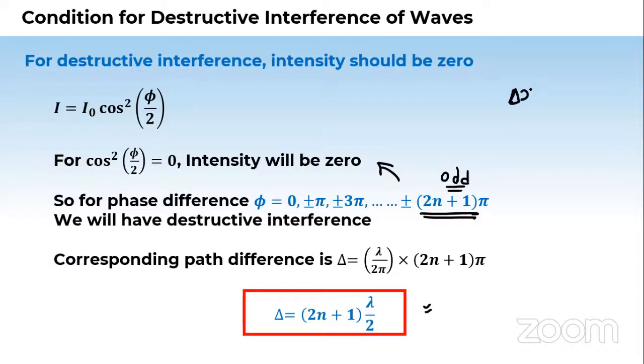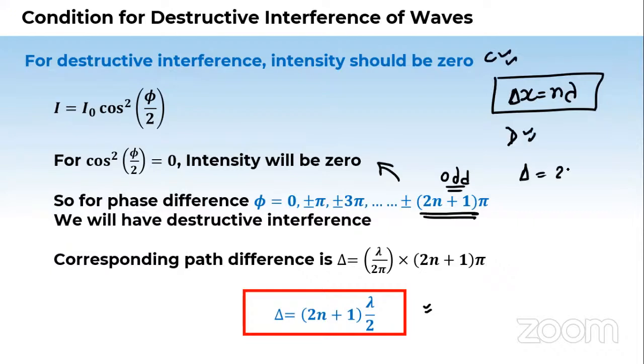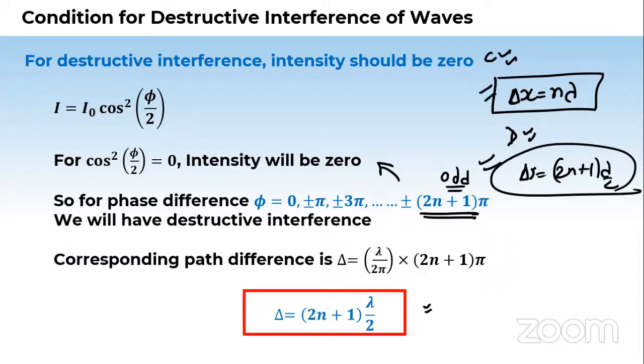The path difference given is this. For constructive interference, the path difference is n lambda. For destructive interference, the path difference is (2n+1) lambda by 2. So wherever you find these path differences, you must be able to guess from that only. This will be the brighter spot, and this will be the dark spot.